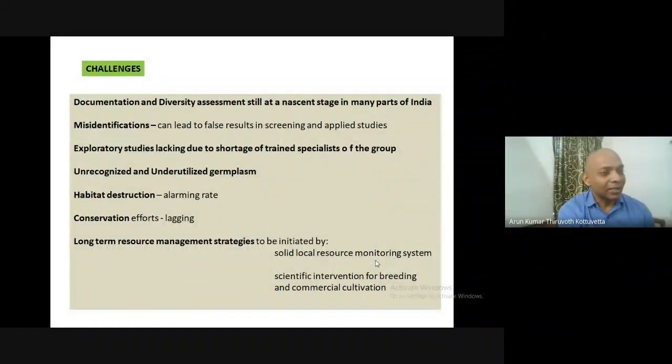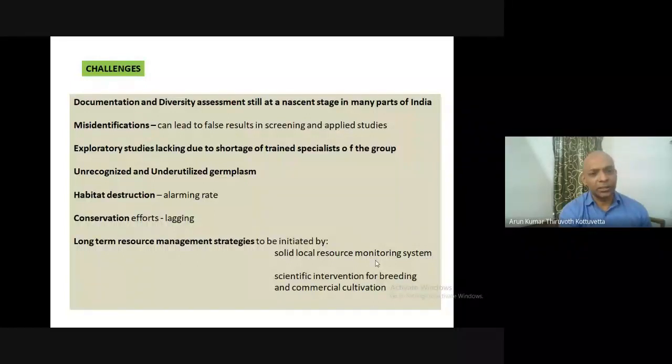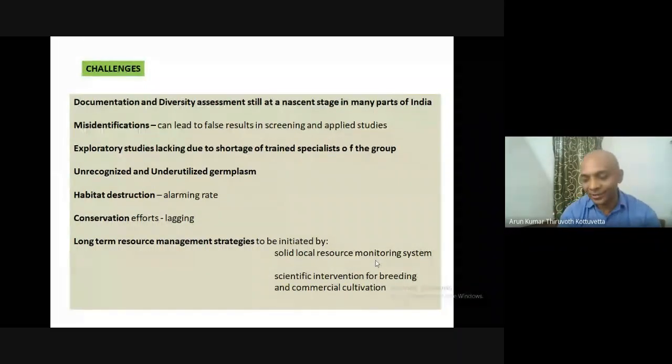We have to have a perfect, correct, accurate identity for a species. Otherwise, there can be all sorts of mixes, and we might end up with not so dependable results. So there are several underutilized germplasm available. Then habitat destruction is another area which we in Kerala face, because we have a small land area with a very small forest cover now, and even that forest cover is fast deteriorating.